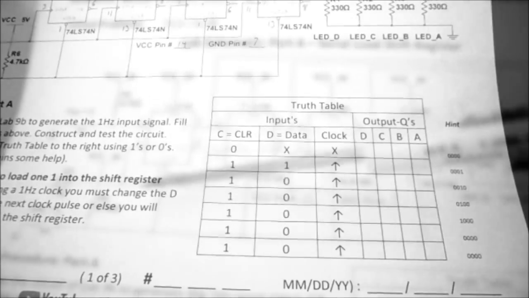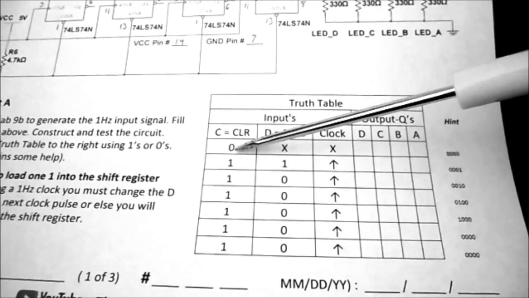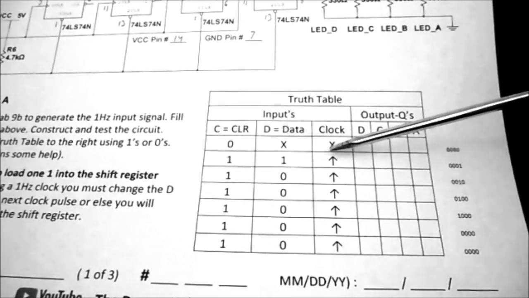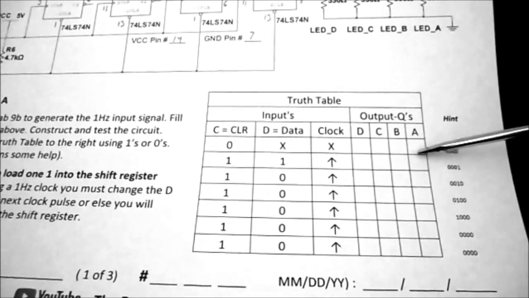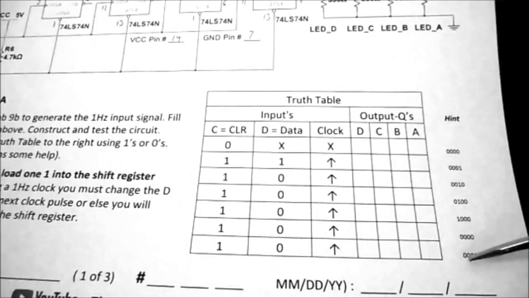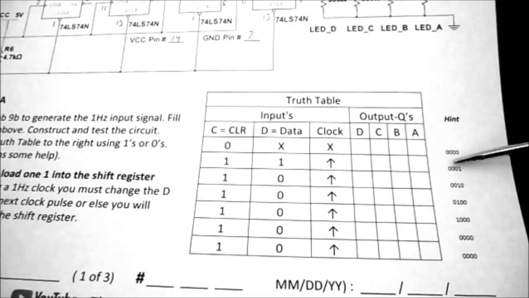So looking at your truth table, the first thing you're going to do is put a 0 on the clear line. It won't matter what's on the data line. Doesn't matter about the clock. All the outputs are going to be 0. And you notice I gave you some hints down the side of the page here. So the hint is we're going to get 0 on our output.